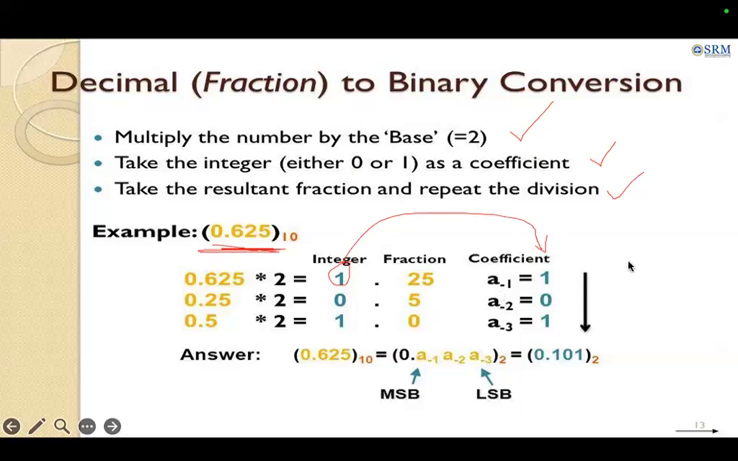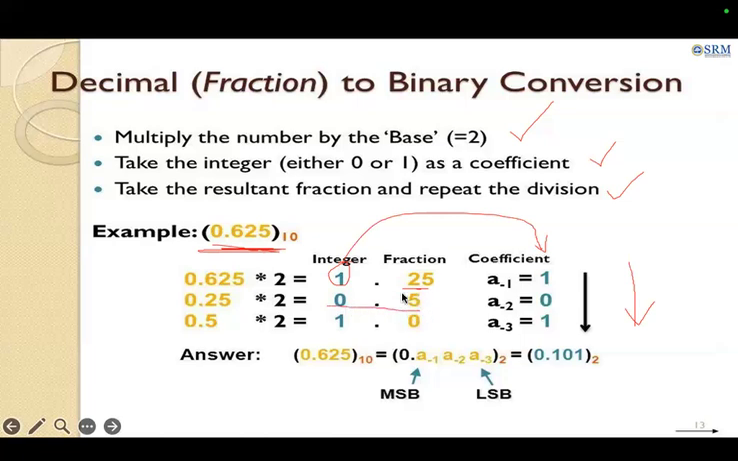For the fractional part, we have to write the digits in binary in the same order as they are obtained, whereas in the integer part we write in reverse order. Here we write it in the same order in which we obtain them, starting with a power minus 1. Again, the fractional part we got in the previous result is 0.25. This should be multiplied by 2, and 0.25 into 2 is 0.5.